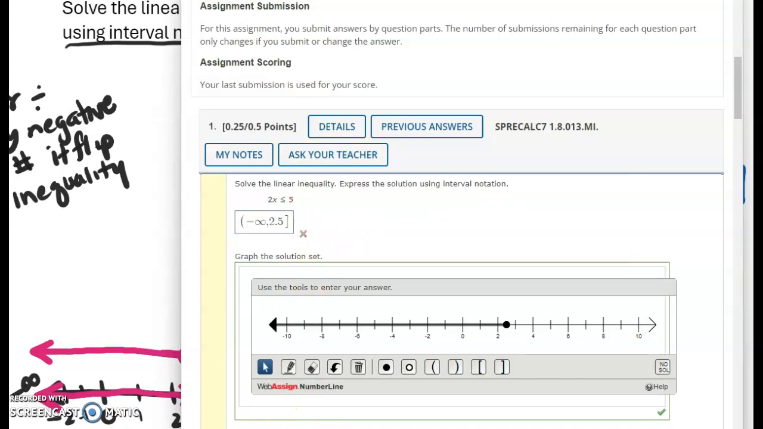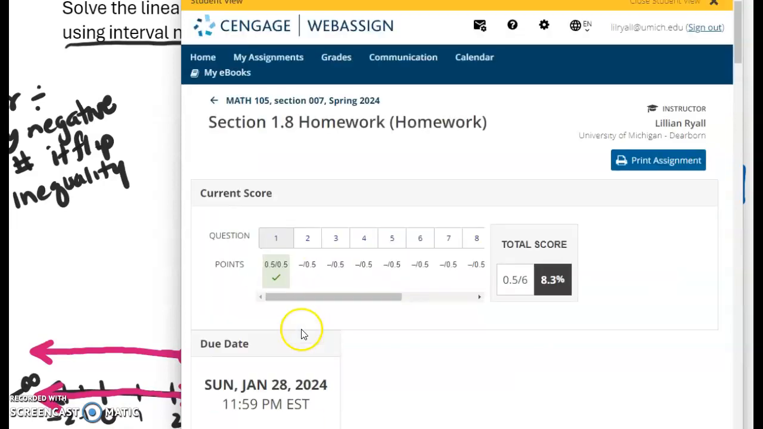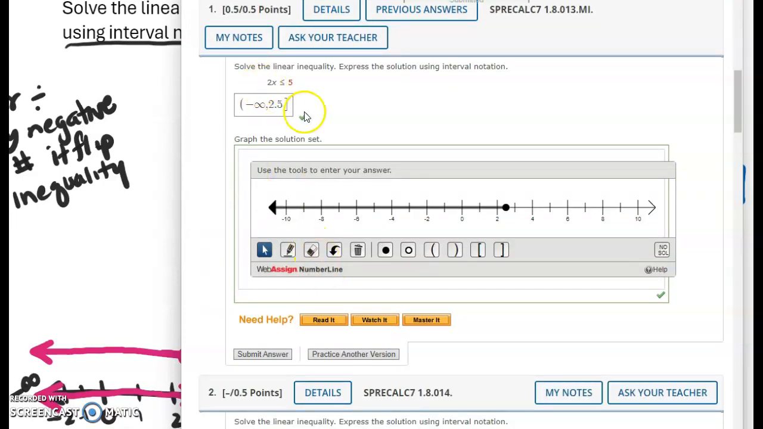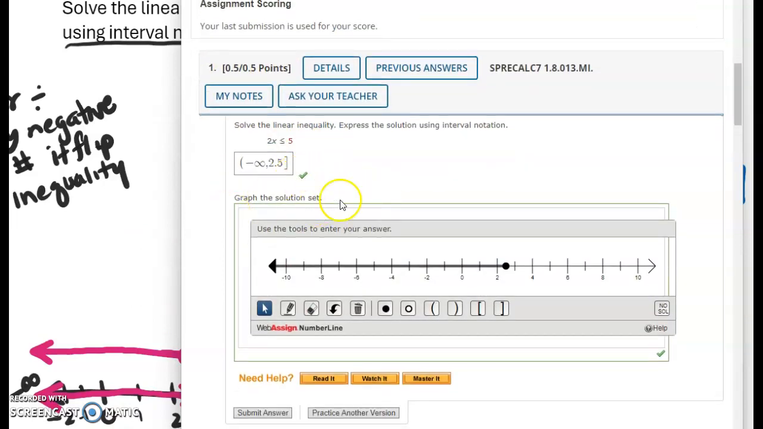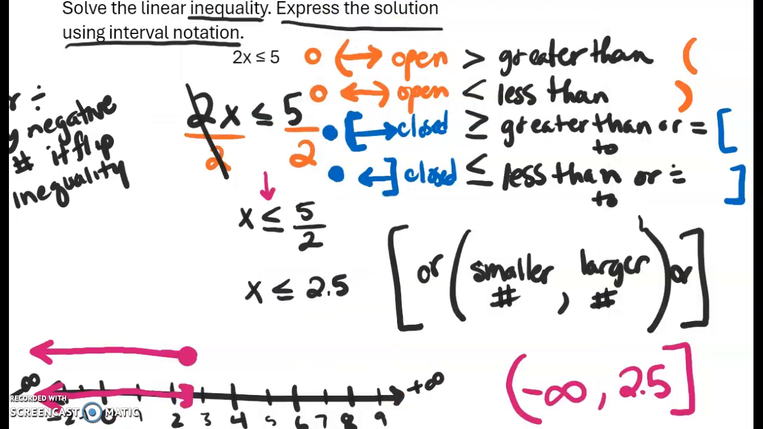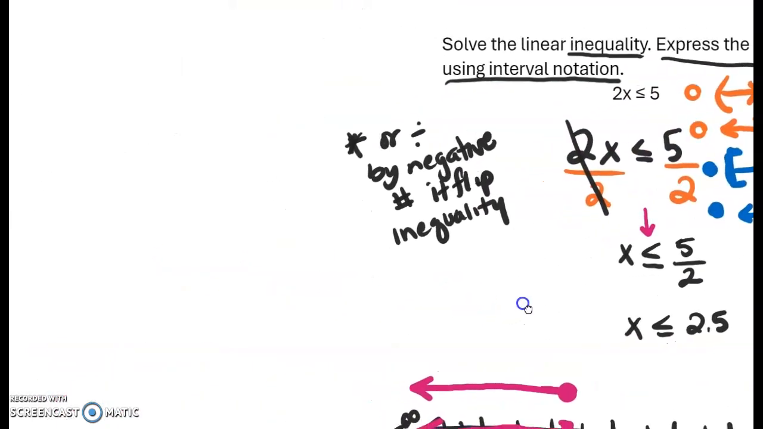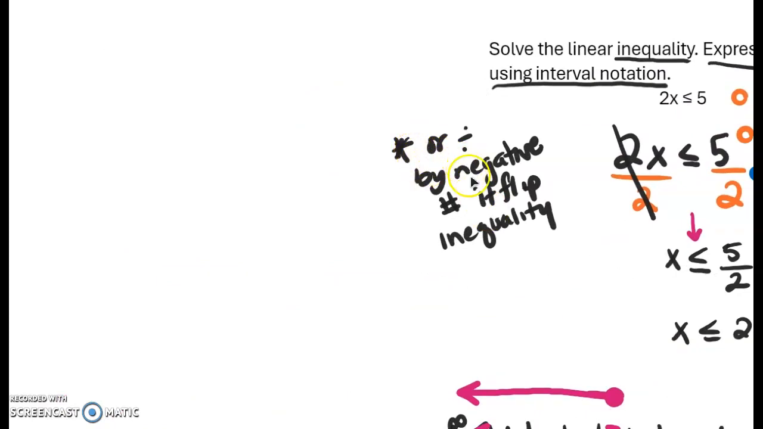And now I'm going to hit submit answer again, and let's see if now this is correct. And so now I got a green check mark here, I got a green check mark here, and so I did it correctly, and I got all of the points that were available for that problem. Now, one last thing, I had mentioned this at the beginning. If you multiply or divide by a negative number, it flips the inequality.